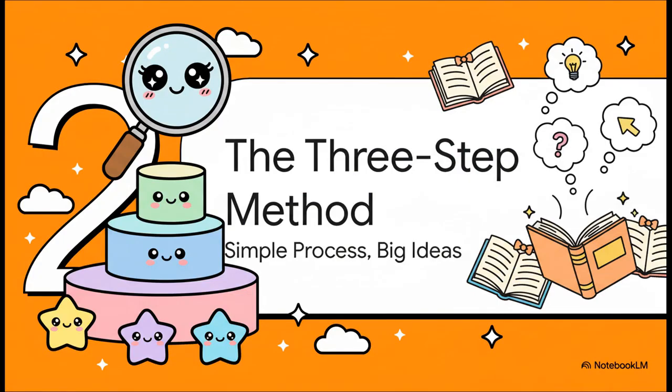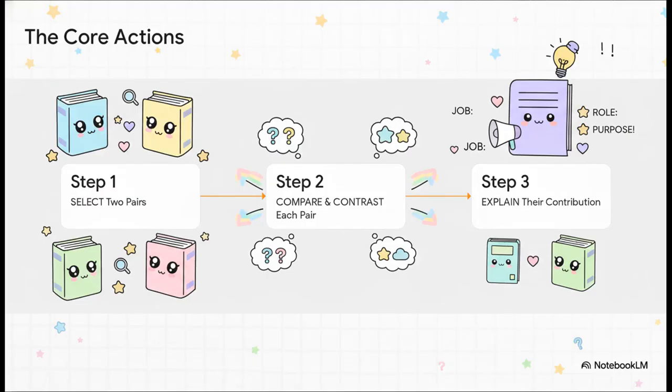Okay, so how do we actually do this? Well, it's actually surprisingly simple. We're going to break it all down into a super straightforward 3-step method. If you follow this, I promise you are going to unlock some powerful ideas that are just hiding in your research. Here they are, the 3 core actions. First, you're going to strategically select 4 sources and group them into 2 pairs. Next, you'll compare them, looking for those interesting points where they agree or, even better, where they disagree. And finally, you will explain the specific job that each source is going to do in your essay. That's it. Select, compare, explain.